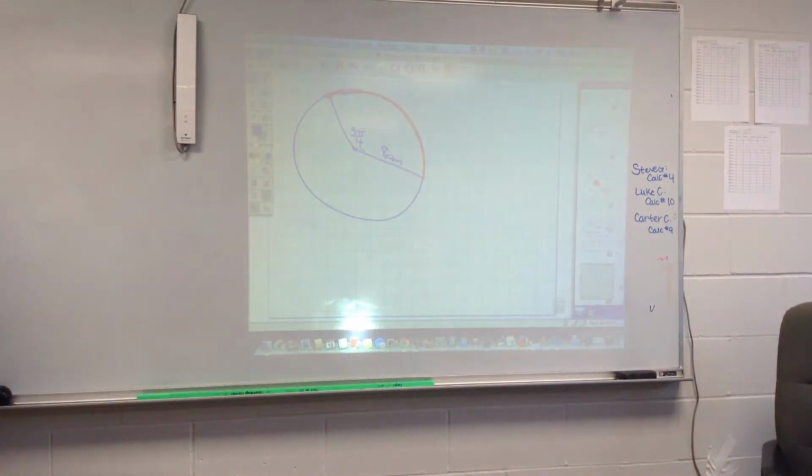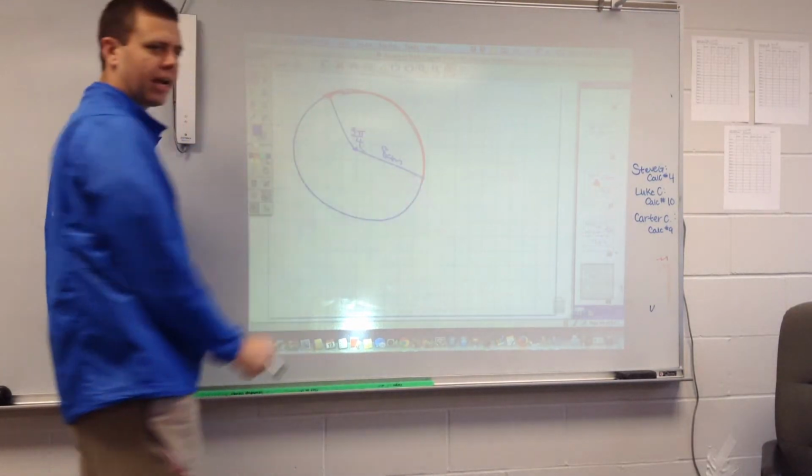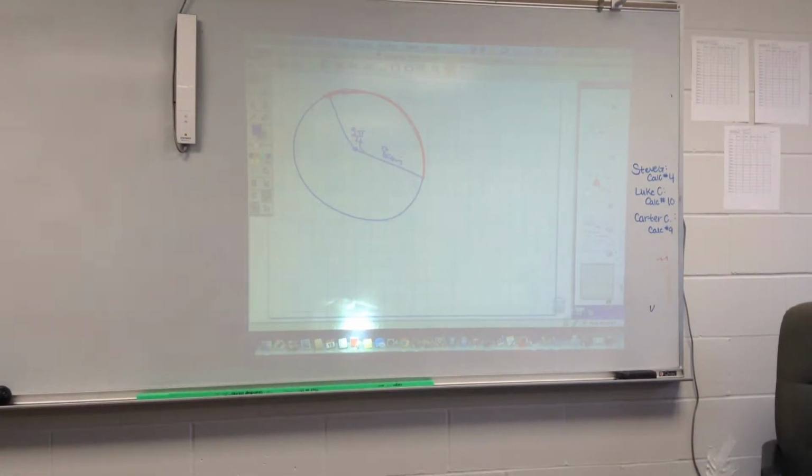Does that visually make sense? 3 pi over 4, about 135 degrees. So I'm looking at this length right here. That's what I'm trying to find. Okay?